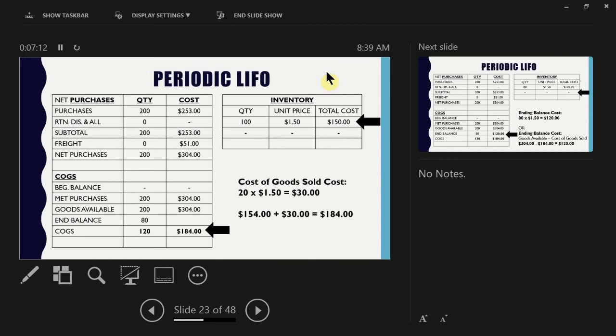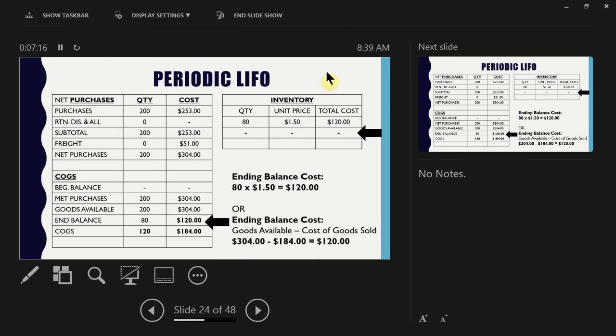$184 even. Okay. And then now we need to solve for our ending balance, which in this case would be 80 times $1.50, or you could simply take your goods available, subtract out the cost of goods sold, to get you the remaining balance of $120.